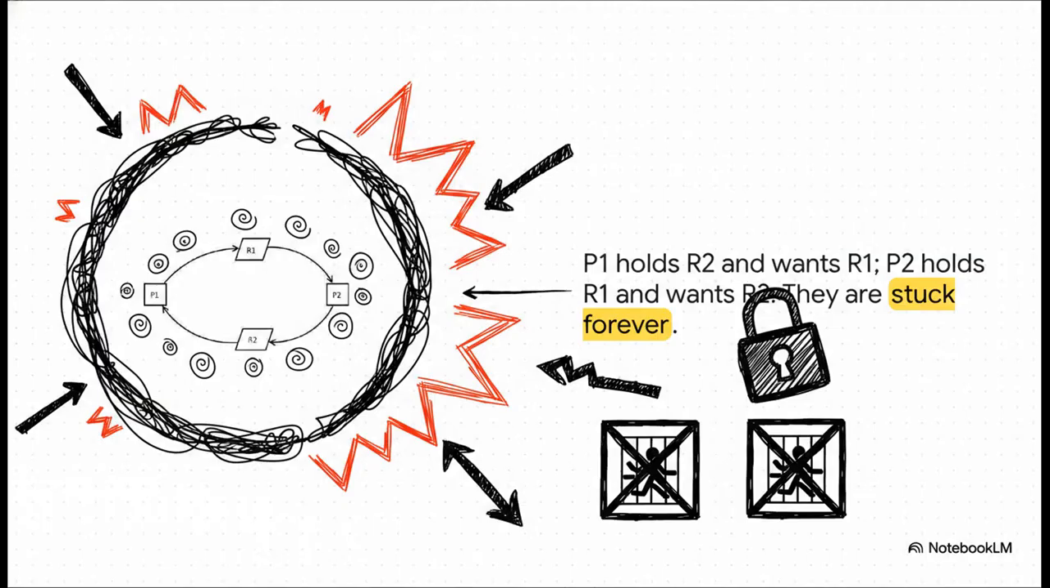And here's a great visual of that. You can see how that loop gets created. Process P1 has resource R2, but it's waiting for R1. Meanwhile, process P2 has R1, but it's waiting for R2. See? They're just pointing at each other, stuck forever. That's a deadlock in a picture.